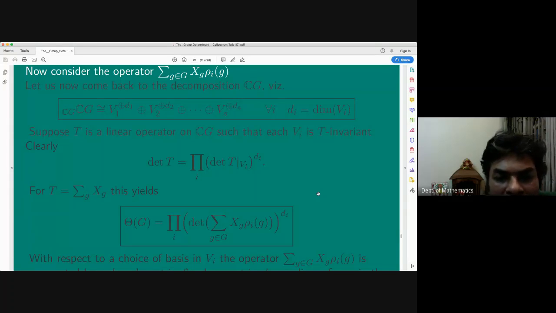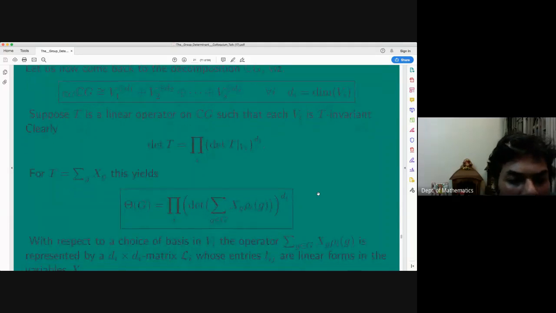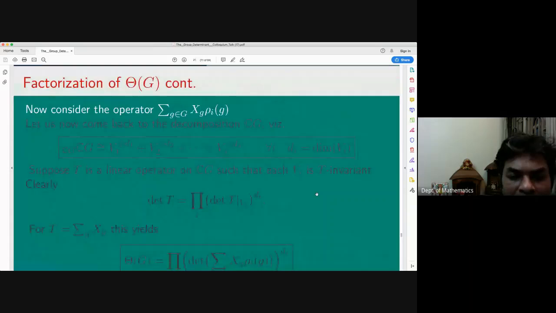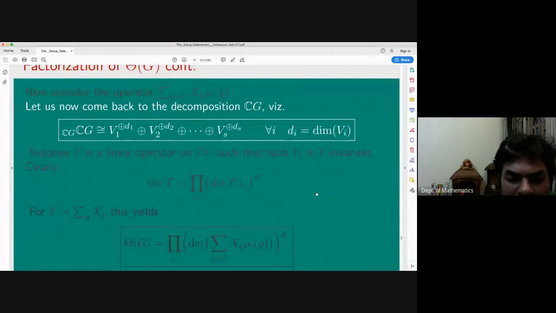So what will happen is that the determinant of T, suppose that T is a linear operator on CG such that each Vi is T invariant. Then what will be the determinant of T? It will be the product of the determinants of T restricted to these subspaces. So the determinant of T is the product over i of the determinant of T restricted to Vi, to the power of di, because this Vi is appearing to the power di. So this is just linear algebra. But now T we are taking to be this operator which I am talking about.